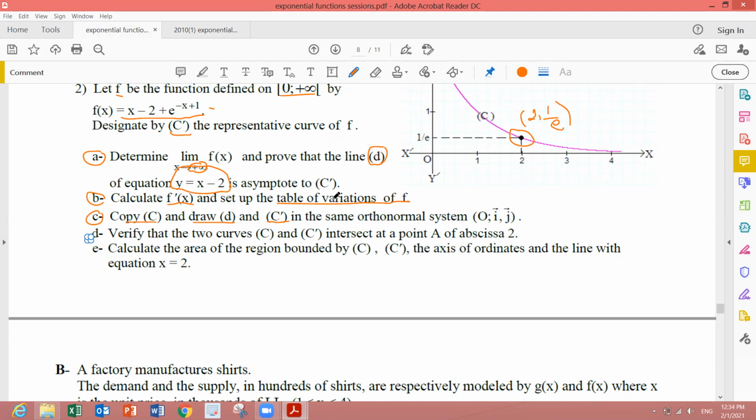Now we have to verify that the two curves C and C prime intersect at a point A with abscissa 2. How to verify that the two curves intersect at the point A of abscissa 2? How to prove that C and C prime intersect at a point A with abscissa 2?